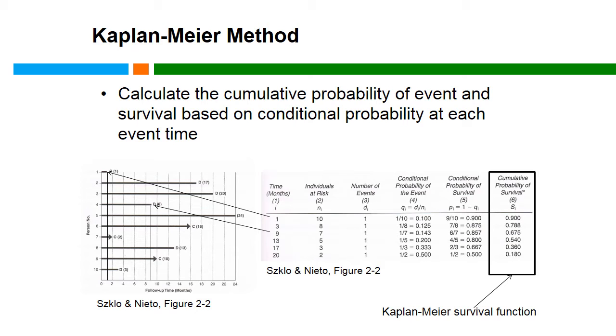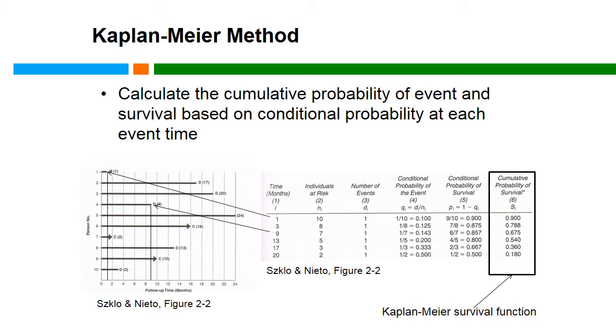So in this case, the first event was observed at month number 1. The number of individuals that were in the cohort at risk were 10. The number of events was 1. The conditional probability of the event then was 1 divided by 10, or 0.1, and the conditional probability of survival then is 1 minus 0.1, or 0.9. Because this is the first time point, the cumulative probability of survival at this time was 0.9.